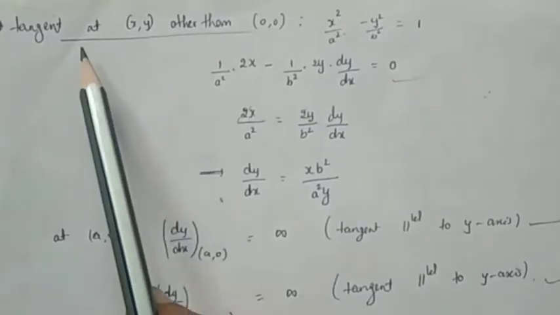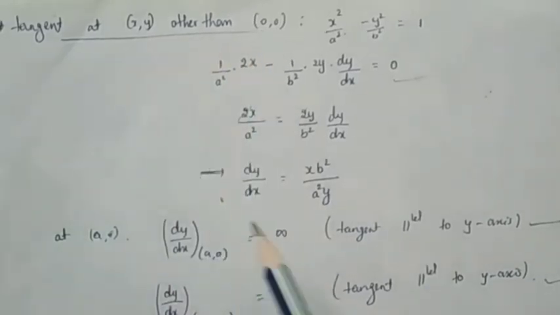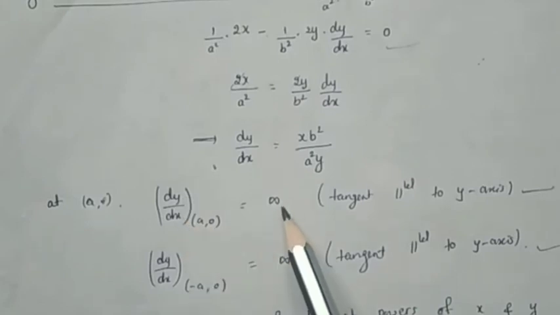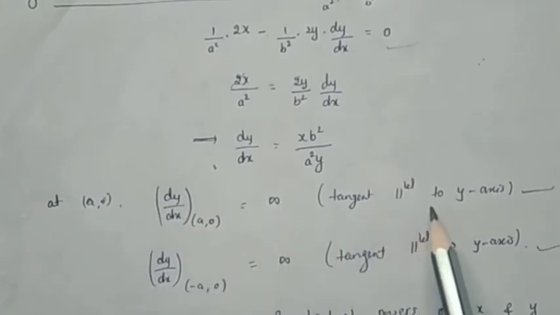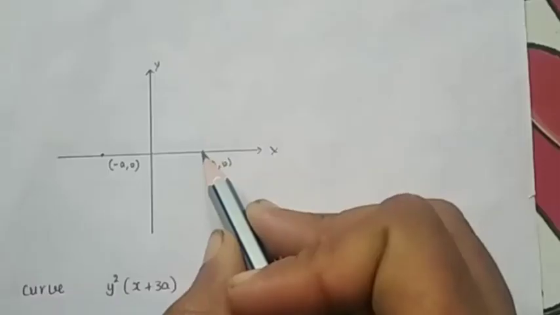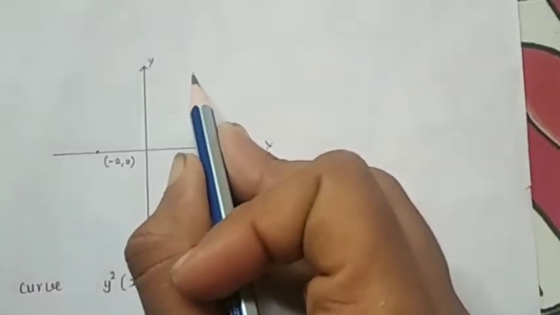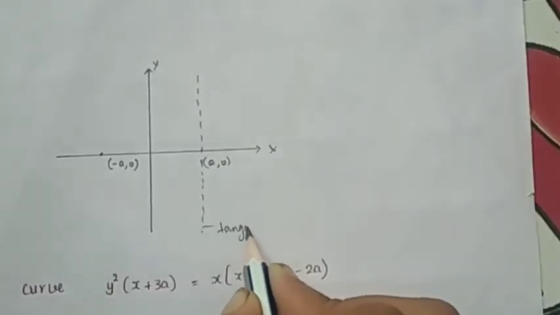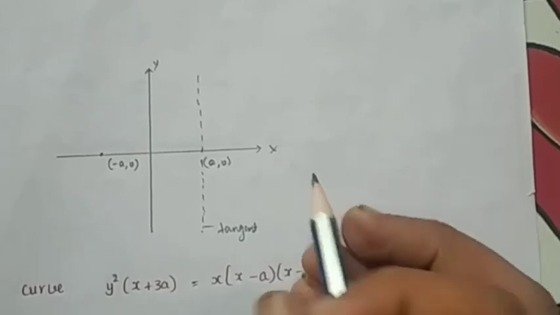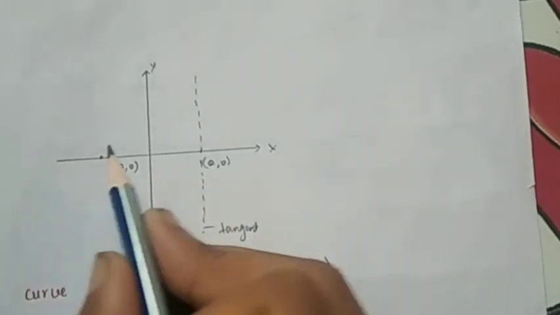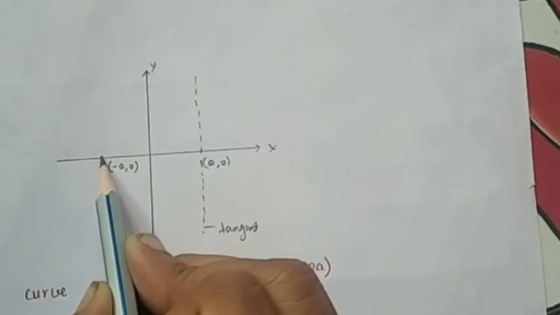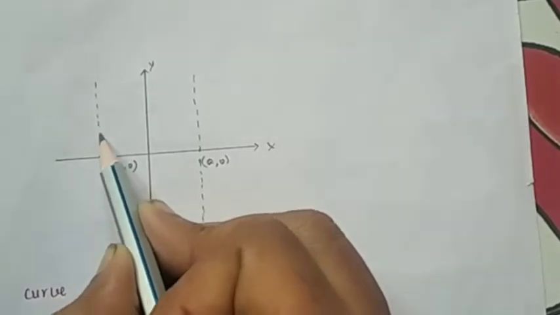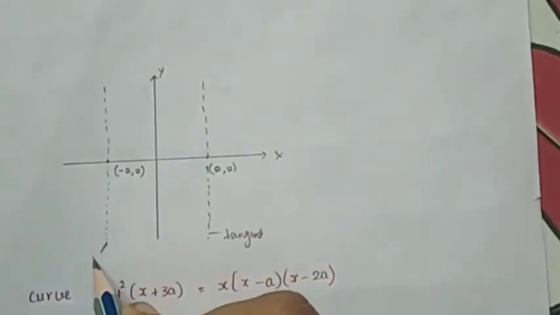The next point is tangents at x comma y other than 0 comma 0. At a comma 0, dy by dx is equal to infinity. The tangents are parallel to the y-axis at these points. This is the tangent. And at minus a comma 0, dy by dx is equal to infinity. Therefore, the tangents are parallel to the y-axis at this point. This is also a tangent.